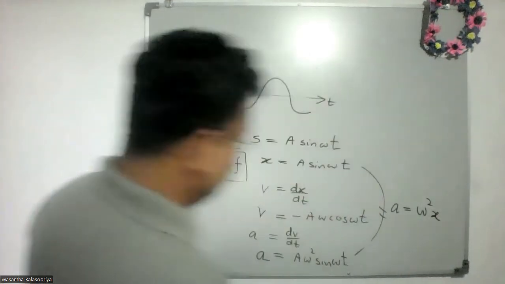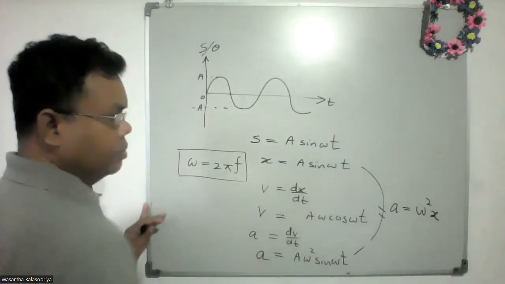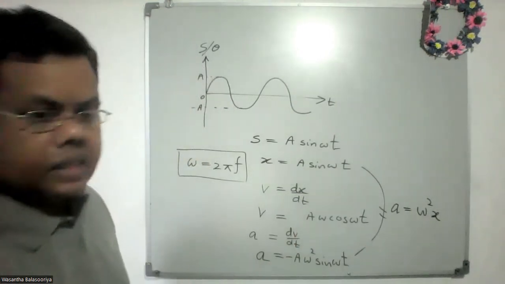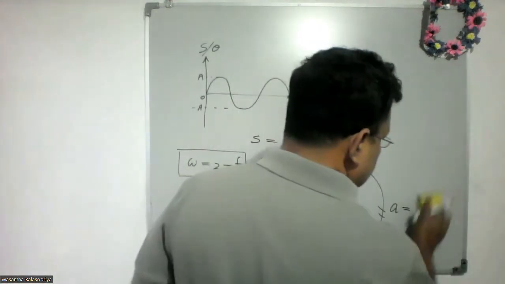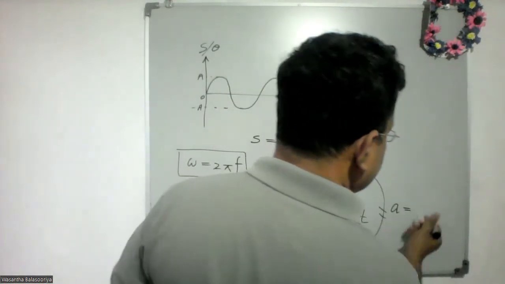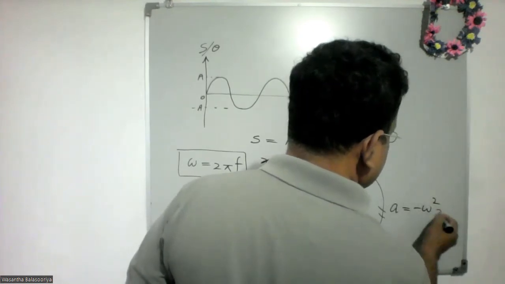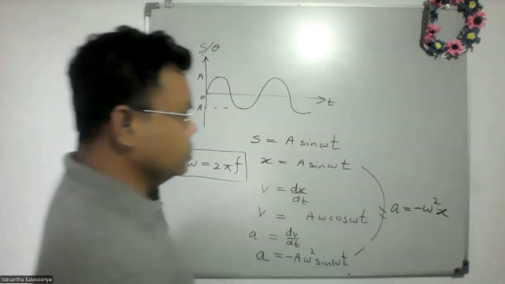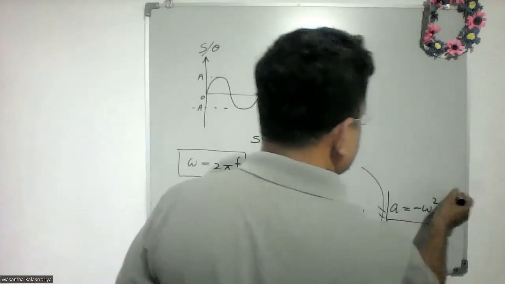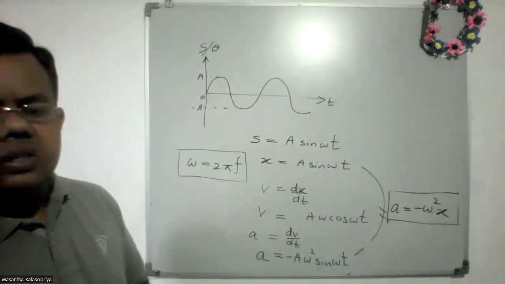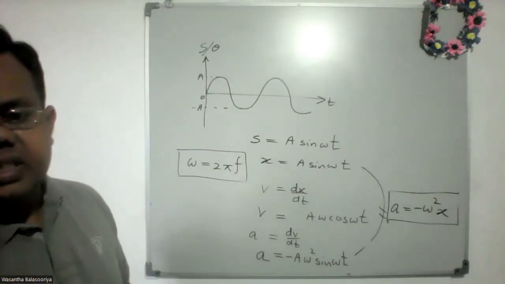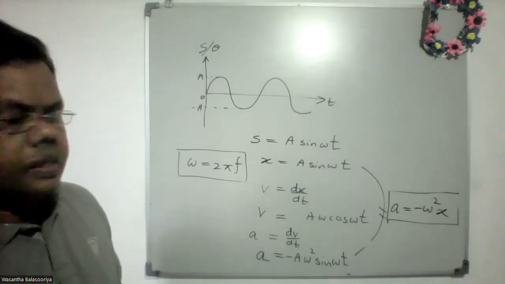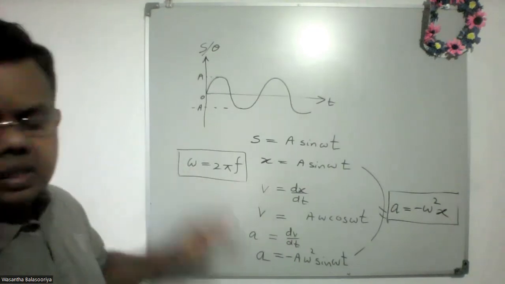Really, here I made a mistake. Velocity is A omega cos omega t. Acceleration is minus A omega squared sine omega t. Therefore, acceleration is minus omega squared x. Usually this is taken as the governing equation of simple harmonic motion, which relates acceleration and displacement in terms of the constant omega.